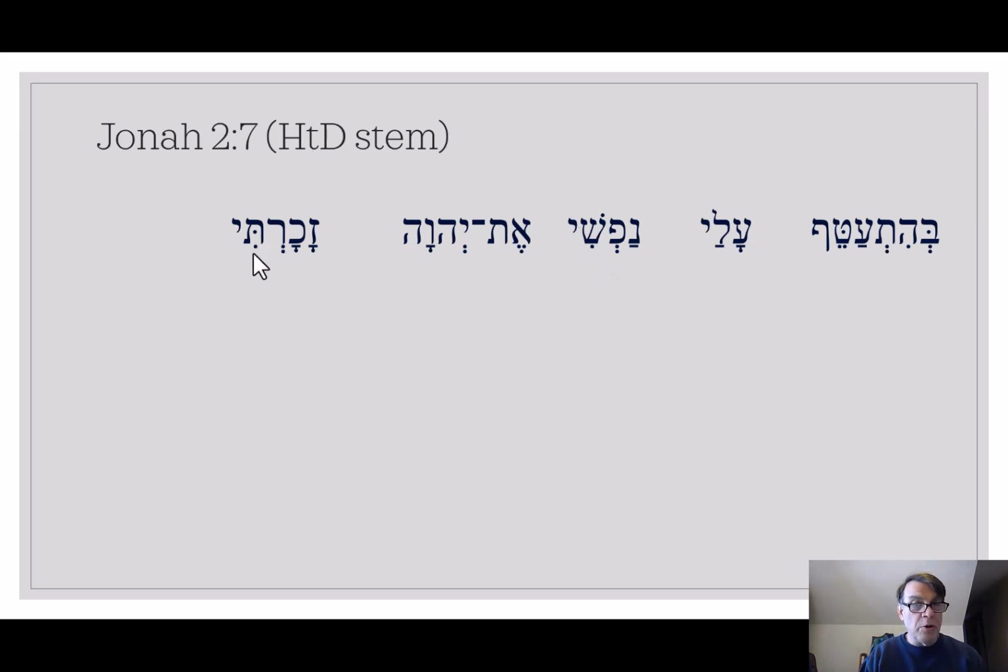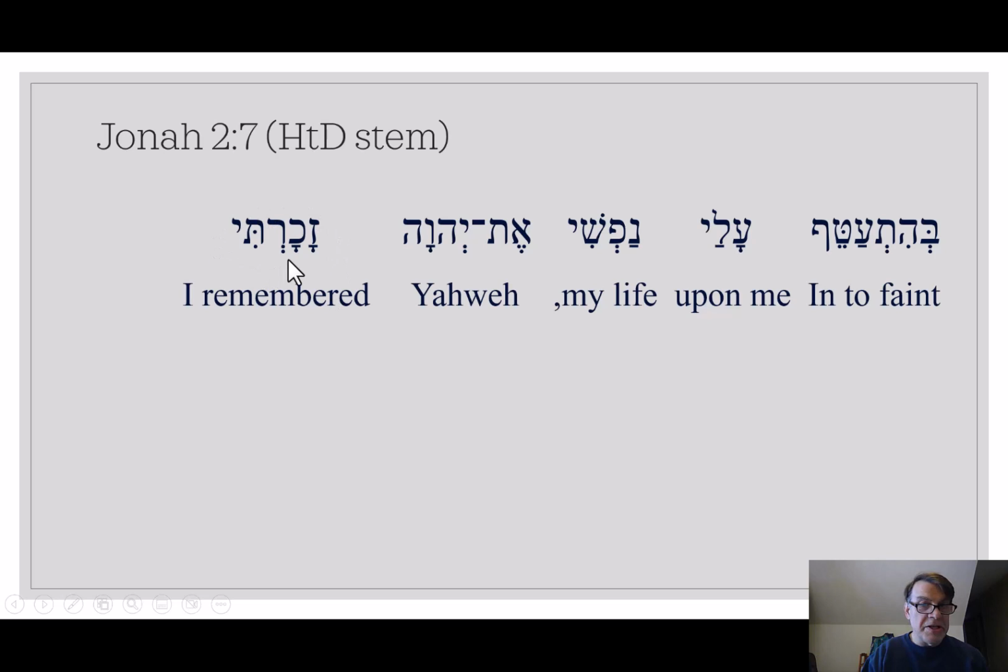T, hopefully you are beginning to recognize, is the first common singular perfect ending. So zakarti means I remembered. Let's bring up the translation here. So zakarti is I remembered. Et is what? Et is the definite direct object marker. Direct object approaching. So what did I remember? Yahweh. Or it's poetic, so it says, Yahweh, I remembered. You don't translate the et. I remembered Yahweh is the last part here.